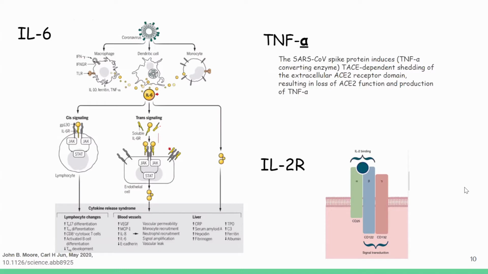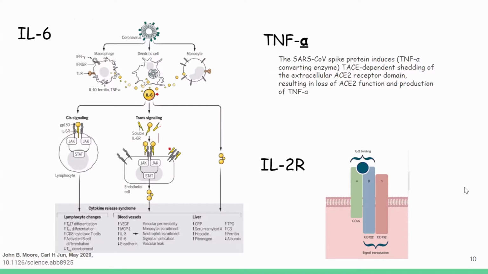The interleukin 6 directly travels to the liver, and it will have this effect, which is the high level of CRP and fibrinogen seen in COVID-19 patients. This is one of the main reasons.